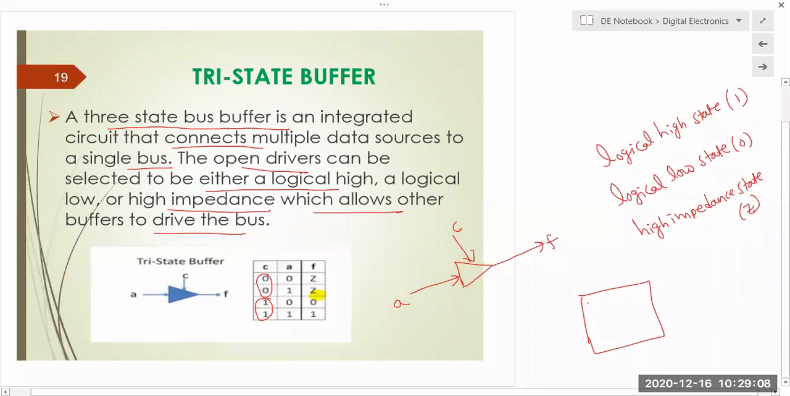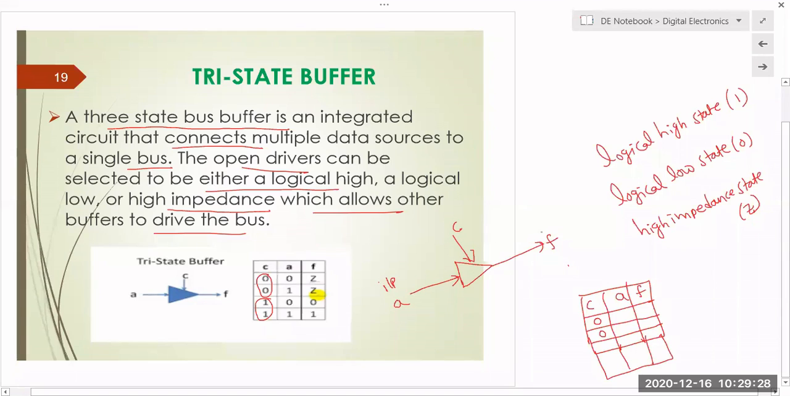Whenever this C, A, F. Okay, so actually this C value is 0 means it has no impact. Okay, so all of you following, right? Yes, sir. So this C is nothing but one more state on it. Okay, that is nothing but three states.